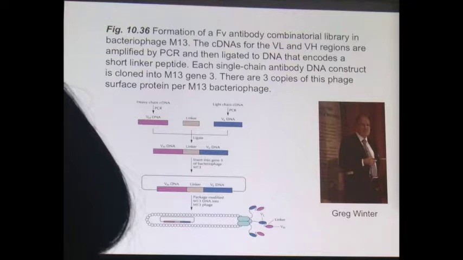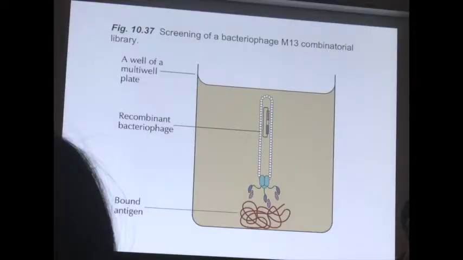Because any one bacteriophage will contain only one type of single chain FV fragment, these 3 are identical to one another. But we need thousands or millions of them to get the entire immunological repertoire. Okay, how do we screen that? That turns out to be easy. And it turns out that this is probably a little bit easier to do, to use Winter's approach.